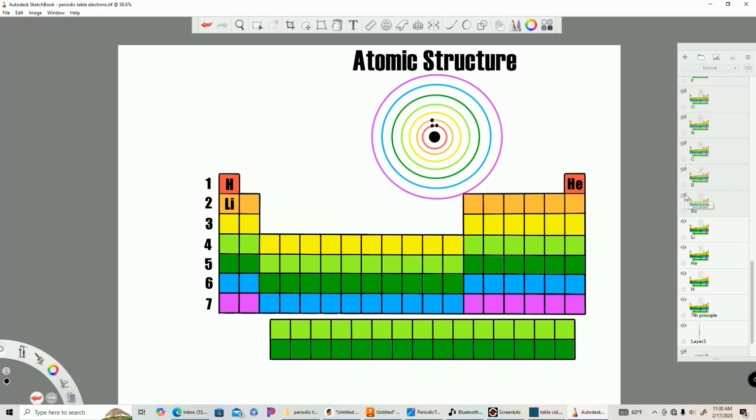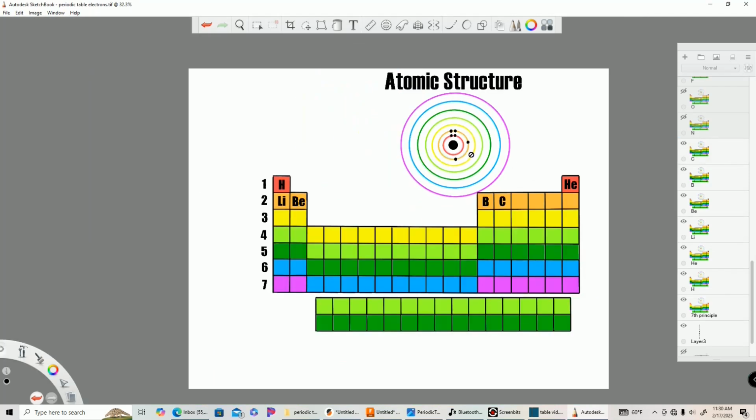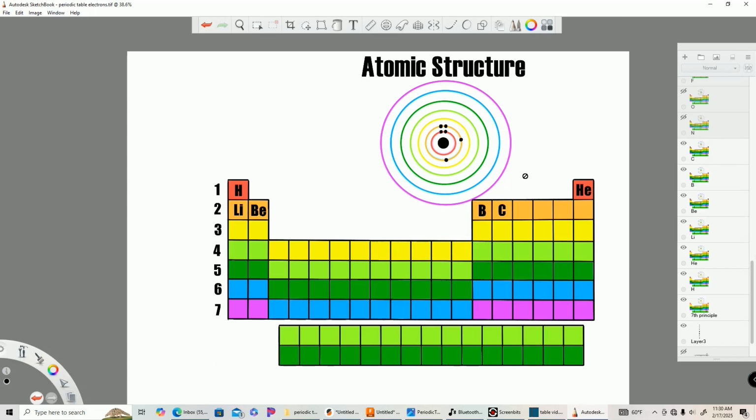Okay, now to the right in the second column of lithium, we have beryllium, and we have two electrons, because remember, column is reflective of electrons. And then after beryllium, we have boron with 3 electrons in the third column, carbon with 4 electrons because it's in the fourth column.